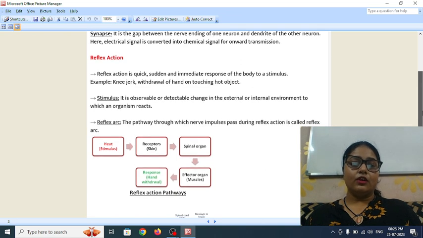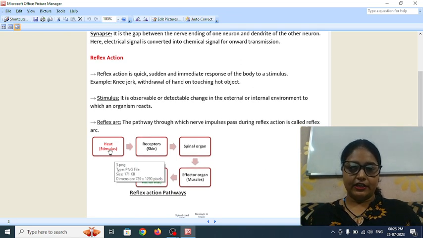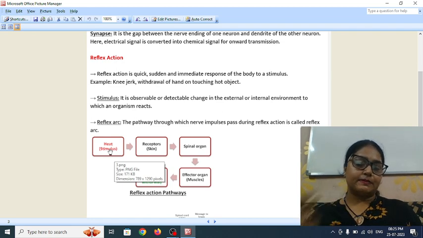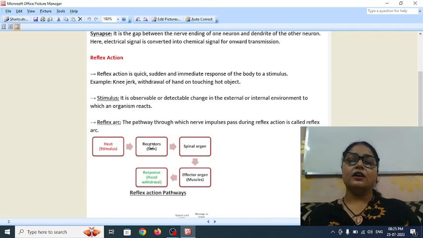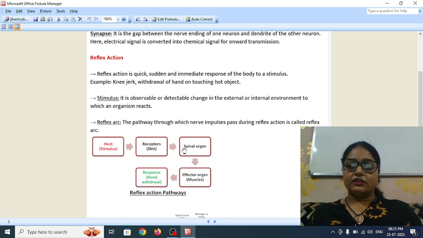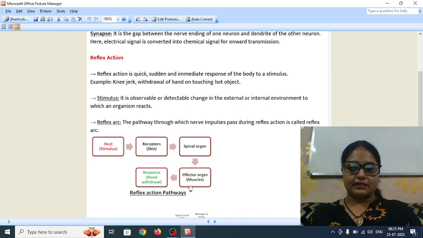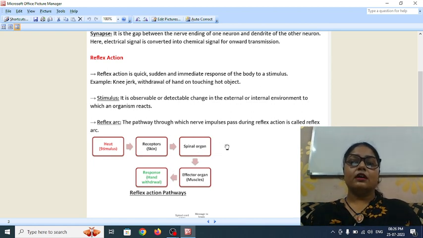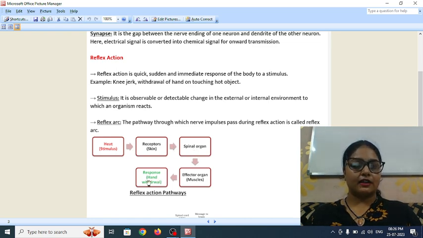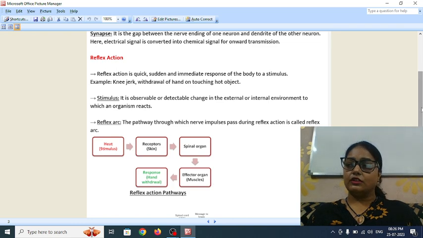Here you have receptors, like for heat. If you are feeling heat, the receptor in the skin receives the sensation of heat. Now it sends the signal to the spinal cord. Here the effector organs, meaning muscles, respond by moving the hand. It means the signal does not pass to the brain. Here the spinal cord decides and gives the response back. We are taking our hand back. So this is the path.